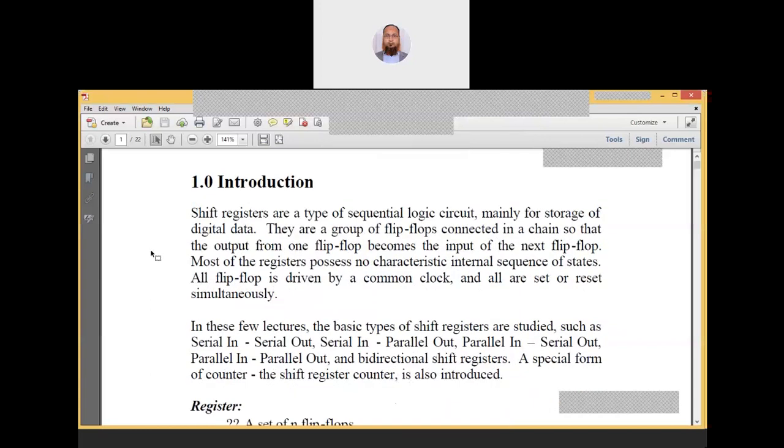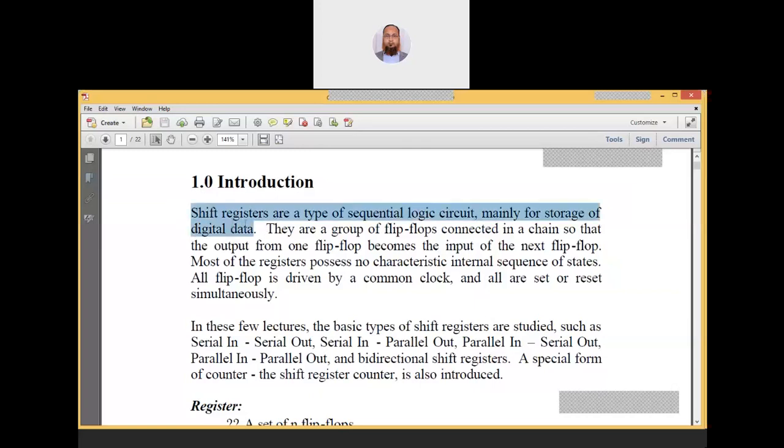So what are shift registers? Shift registers are a type of sequential circuit. Shift registers are also sequential circuits, mainly for storage of digital data. You know that the basic entity that stores a bit is a flip-flop. So definitely the registers will consist of multiple flip-flops.